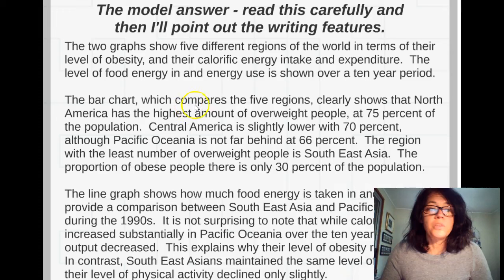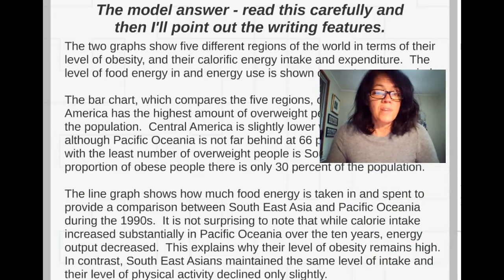The bar chart, which compares the 5 regions, clearly shows that North America has the highest amount of overweight people, at 75% of the population. Central America is slightly lower with 70%, although Pacific Oceania is not far behind at 66%. The region with the least number of overweight people is Southeast Asia. The proportion of obese people there is only 30% of the population.